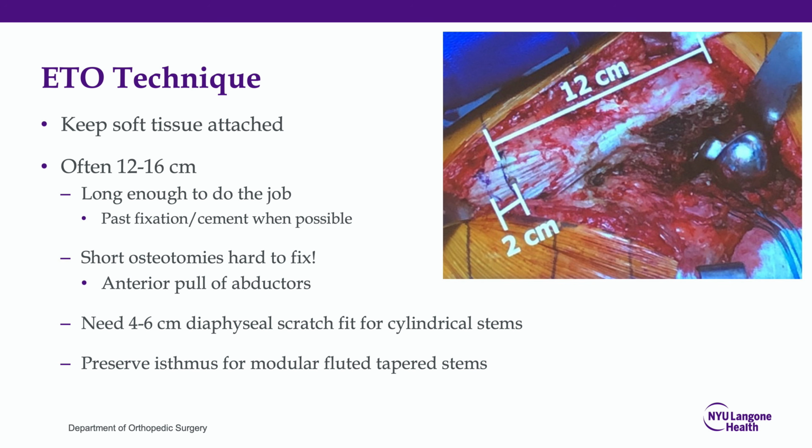And of course, you want to be long enough to do the job. You want to get past the fixation or the cement when possible to facilitate rapid surgery. The last thing you want to do is do an extended trochanteric osteotomy and then spend another half an hour picking at the cement.